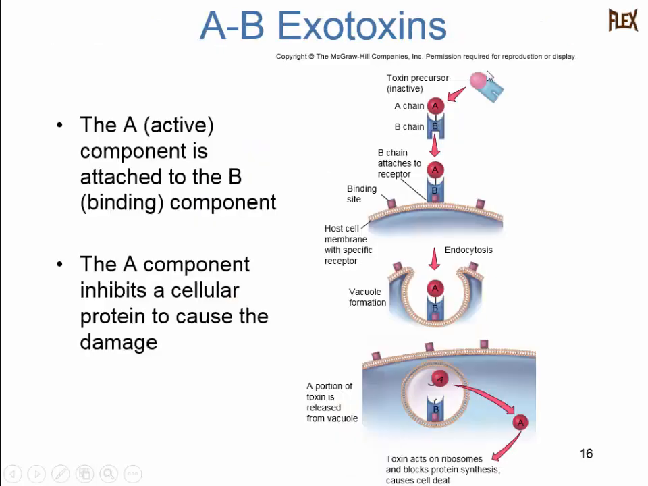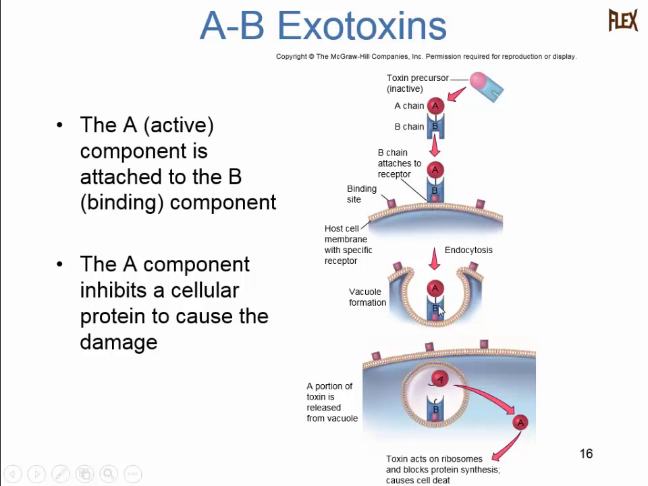And so the A and B exotoxin, when they go through the mechanism of action, the A component must associate with the B binding component. So I consider A component for active, B for binding. The binding component is what brings the active component to the host cell membrane. Without the B component, you would not have the association of the A component with the host cell membrane.